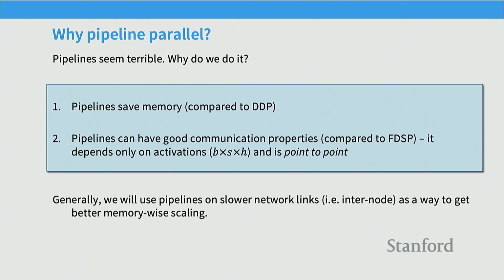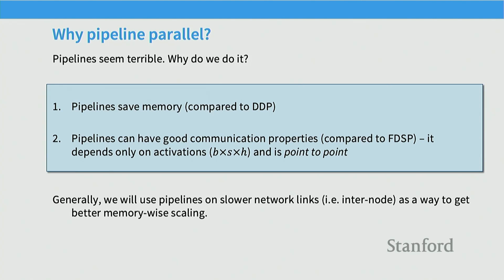Pipelines can also have good communication properties, right? It only depends on activations. It's also point-to-point. So depending on your topology and what you have, pipelines might actually be very favorable for the slower parts of your network. And so pipeline parallel is often going to be used on your slower network links, so internode, or sometimes across different racks, you might do pipeline parallel, right? One example that I was recently told by some Google folks is that one of the big advantages of TPUs is that we don't have to do pipeline parallel very much because all of our connections are much bigger, right?